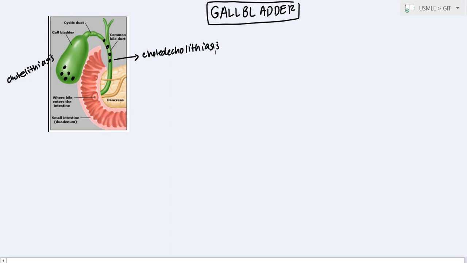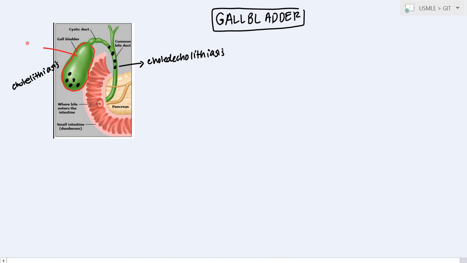Secondly, we can also have infections, and depending on what the infection is, they have different names as well. The first place you can have an infection is in the gallbladder. And when you have an infection in the gallbladder, that is called cholecystitis. And when you have an infection anywhere in the duct, we call that cholangitis. And so today we're going to just take a look at all four of these conditions. First the stones and then the infection.